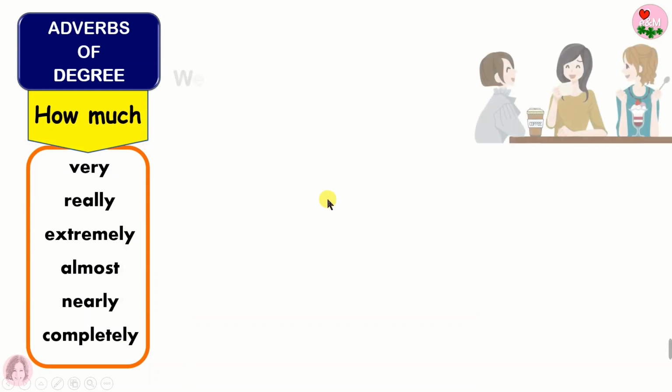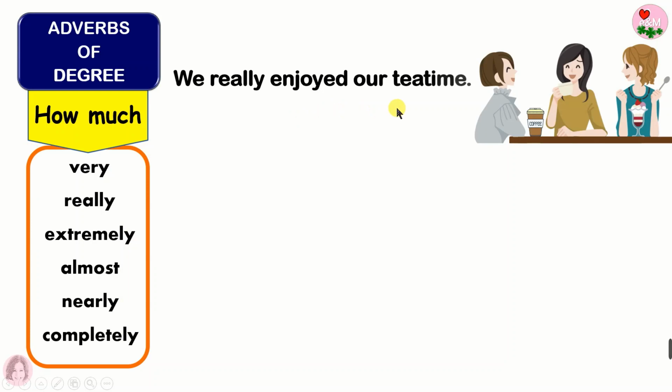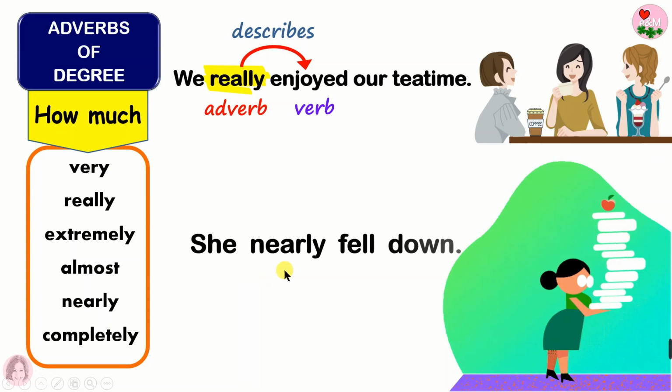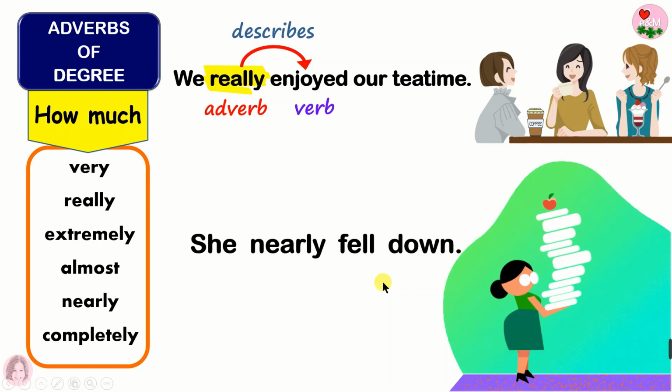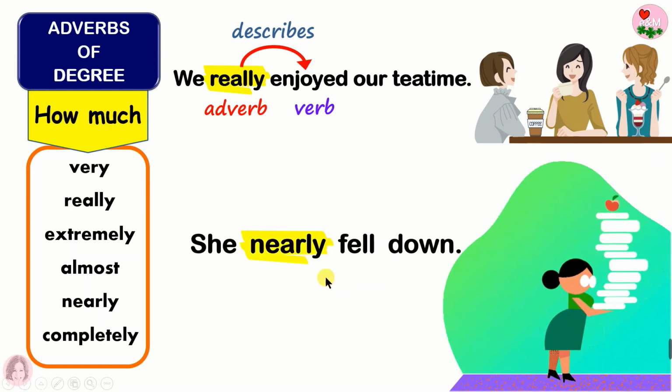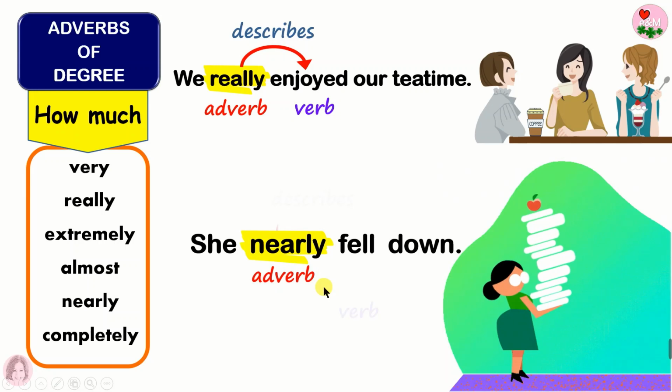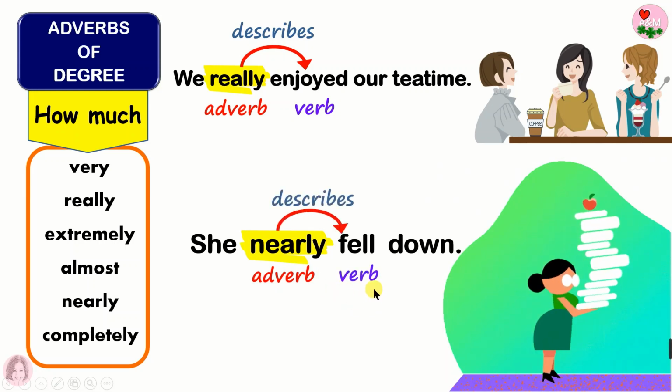Okay, for example, we really enjoy our tea time. In this case, the adverb really comes before the verb enjoy, which is the main verb of the sentence. The adverb really intensifies the verb enjoy. Another example. She nearly fell down. She didn't fall down, but almost. Nearly is an adverb of degree, which describes or modifies the verb fell.